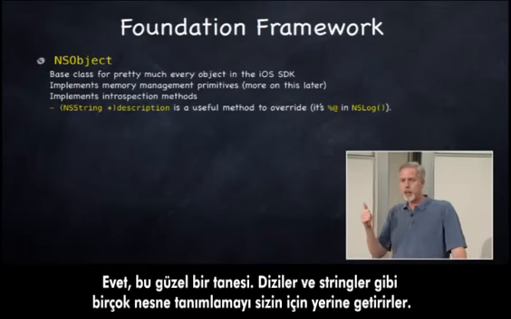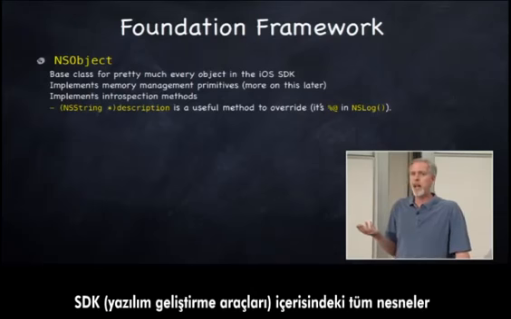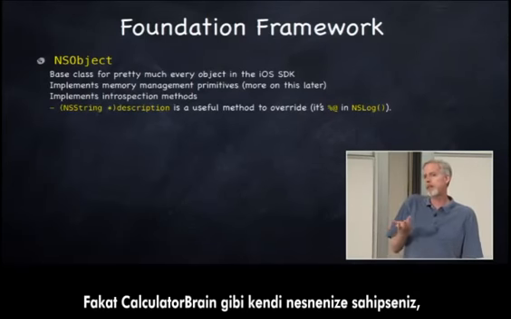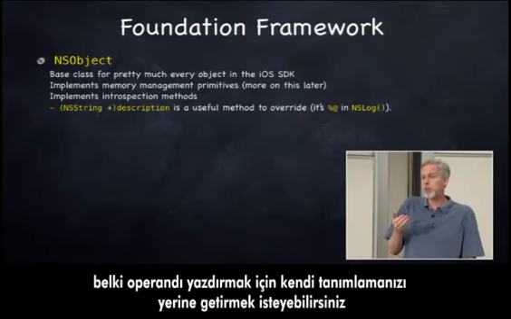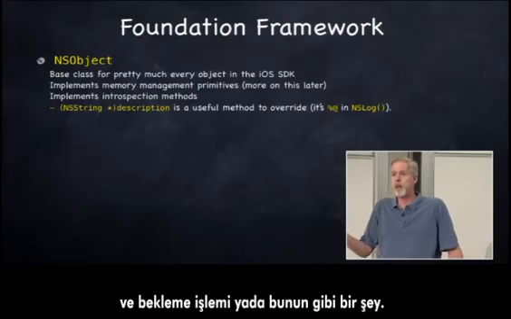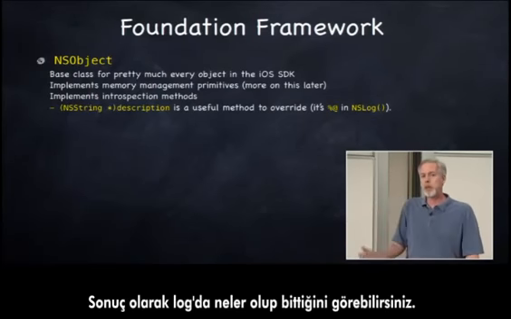Most objects like arrays and strings implement description for you, all the objects in the SDK. But if you have your own object like the calculator brain, you might want to implement description to print out the operand and the waiting operation or something like that, so you can see what's going on in the log.